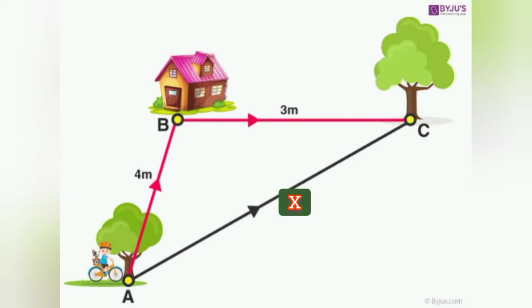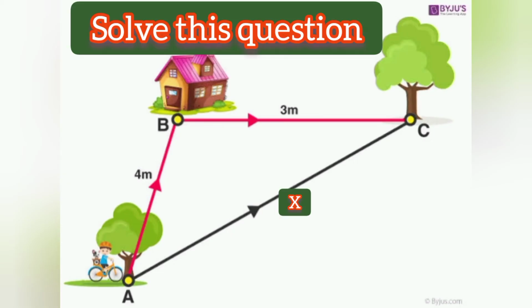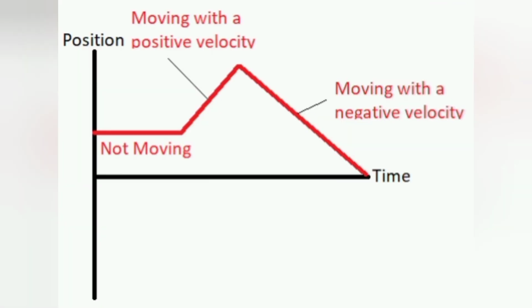I want you to attempt the question above. What do you think is the displacement from A to C? Of course, the answer is 5 meters. That's very correct. With this, we've come to the end of today's lesson.